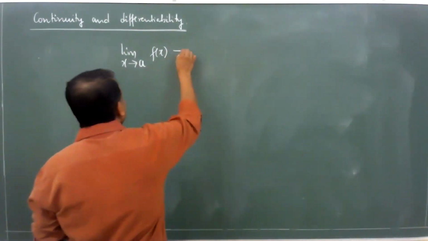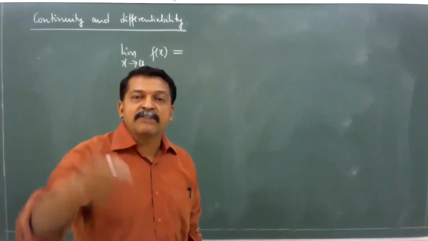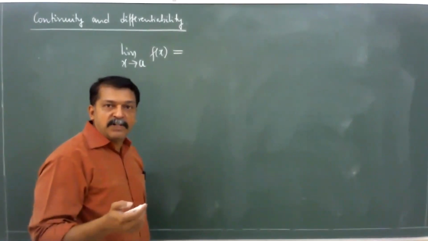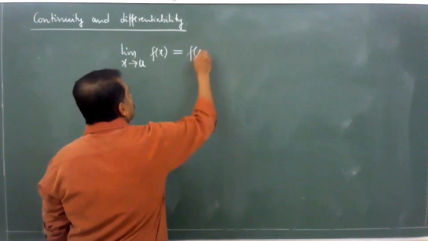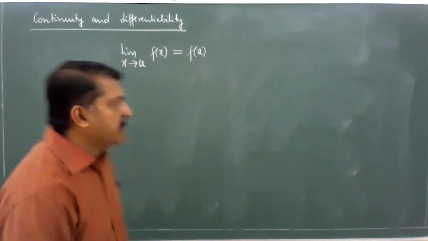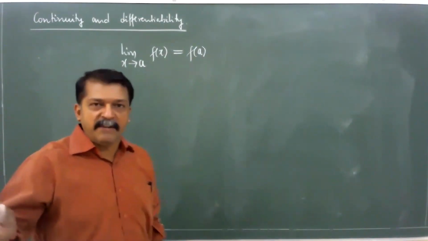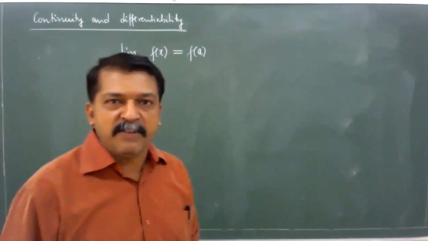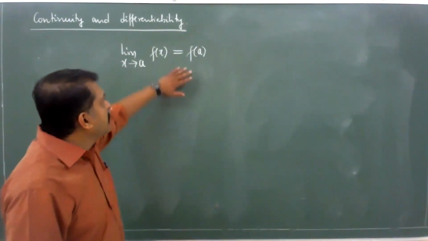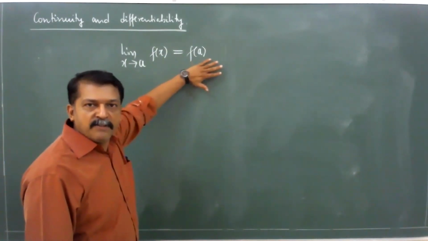If it matches with our behavior, what is our behavior? Our behavior is the value of the function at the point. If these two match, then everything is fine. What is that everything is fine? We say in mathematics the function is continuous. This is the definition of a continuous function at a point x is equal to a.